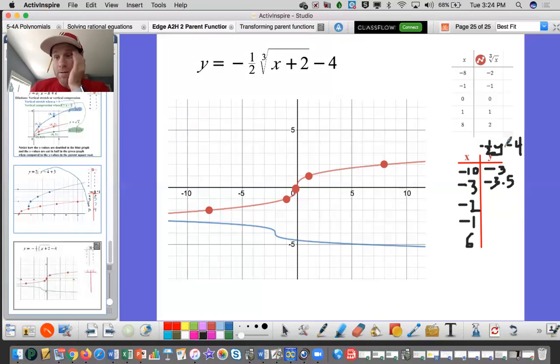Take 0, 0 minus 4 is -4. What my kids are telling you, if you can hear them, they're downstairs watching Disney Plus or something.